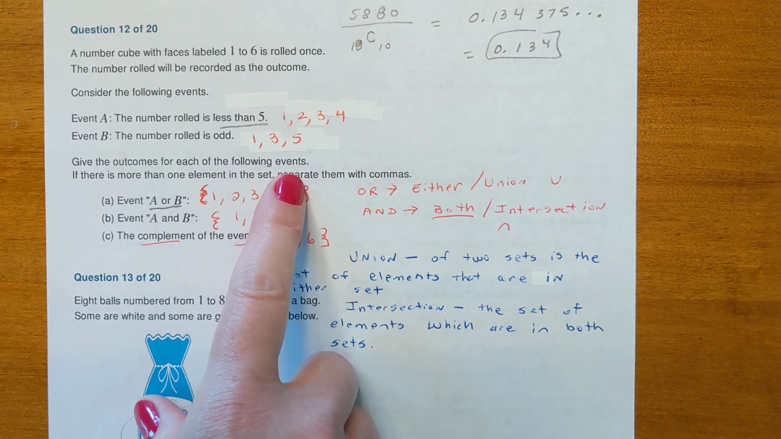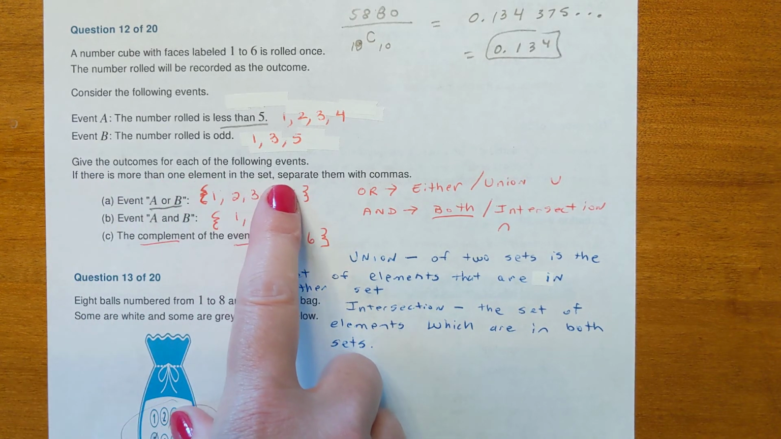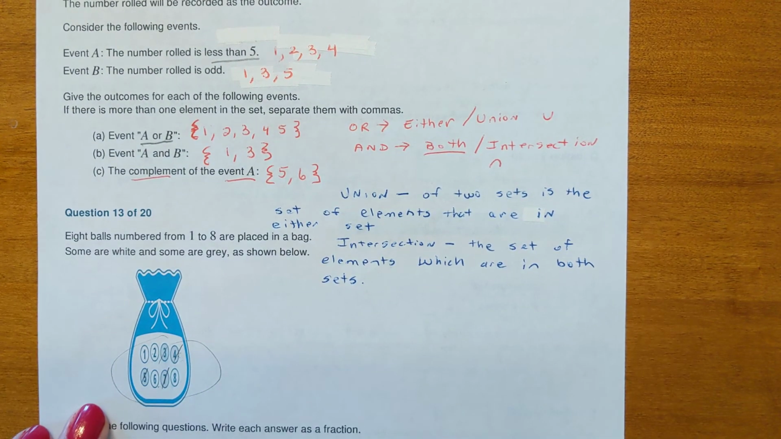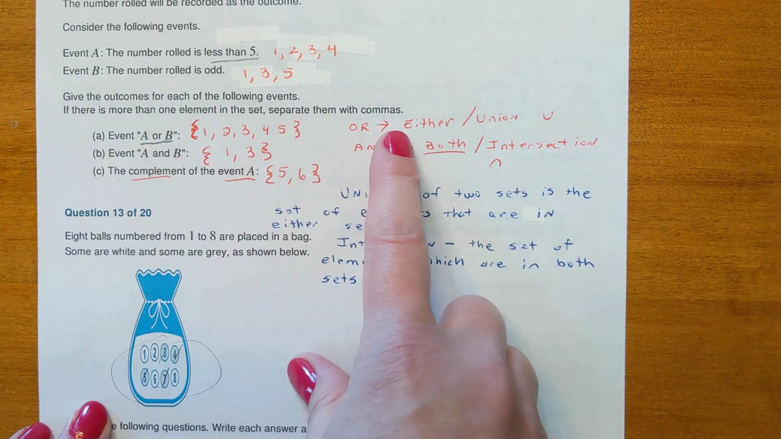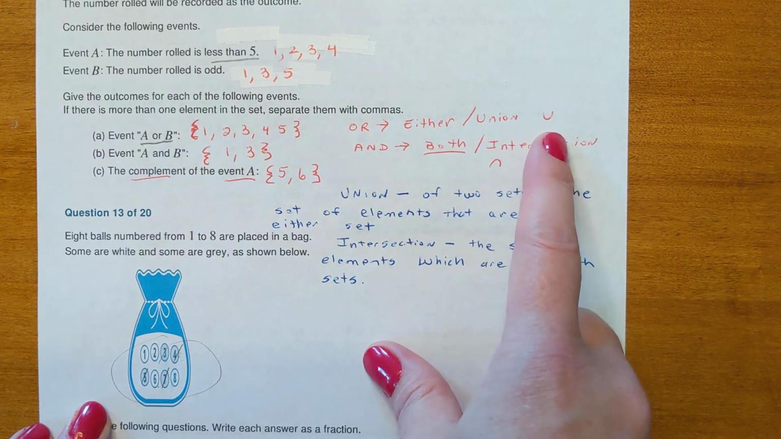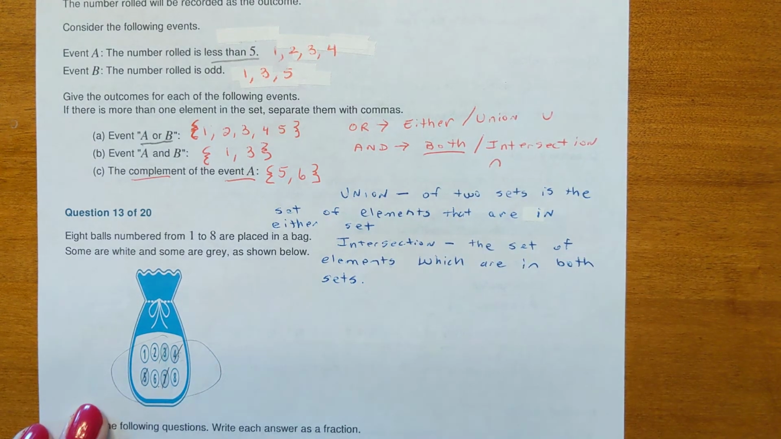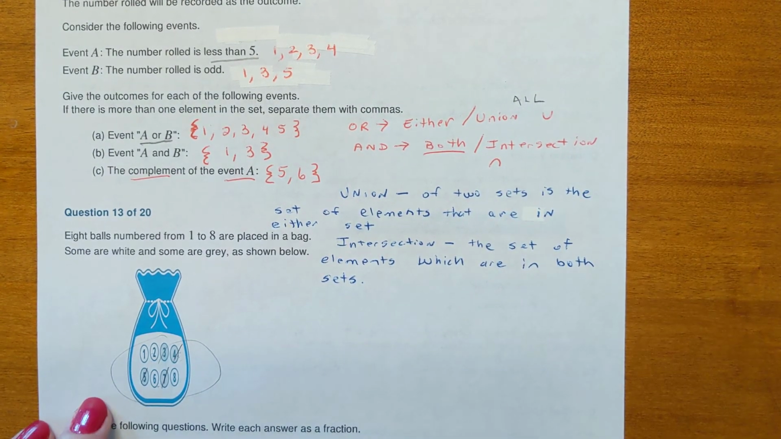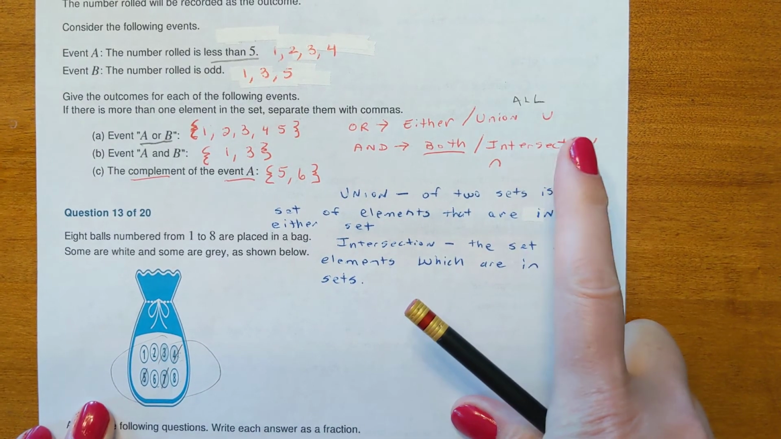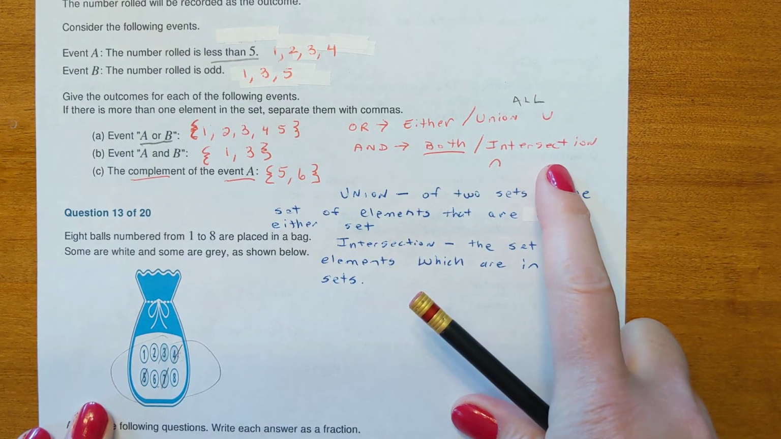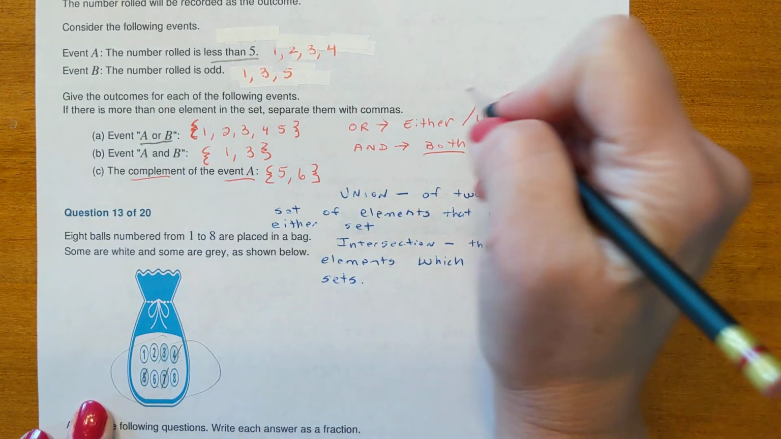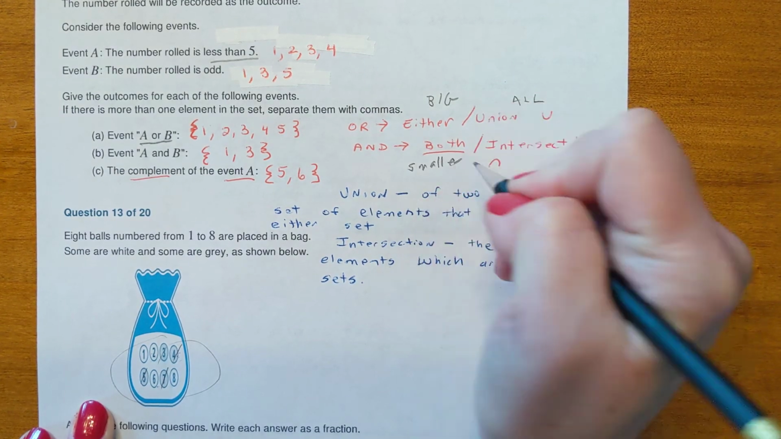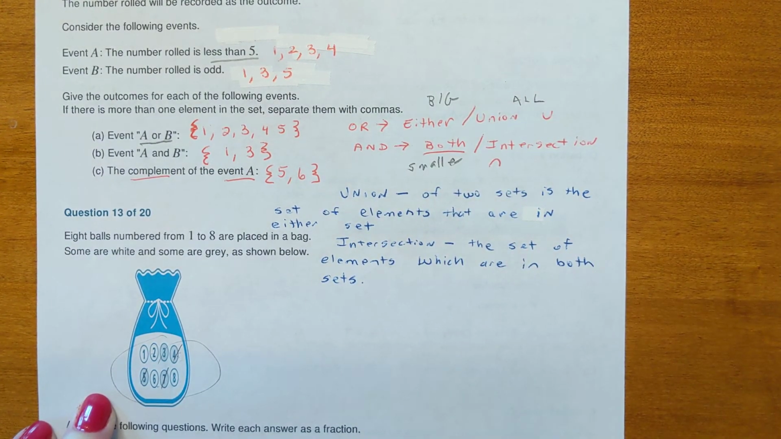Give the outcomes for each of the following events. If there's more than one element in the set, separate them with commas. All right, we need to take a minute here to talk about the words or and and. Or means either, and it's the union, everything there, all of it. It's all of it. And means both, or the intersection. It's a smaller set. It's what's in both of them. So this one's a big set because it's everything. Intersection is a smaller set. It's just where they intersect, what they both have in common.